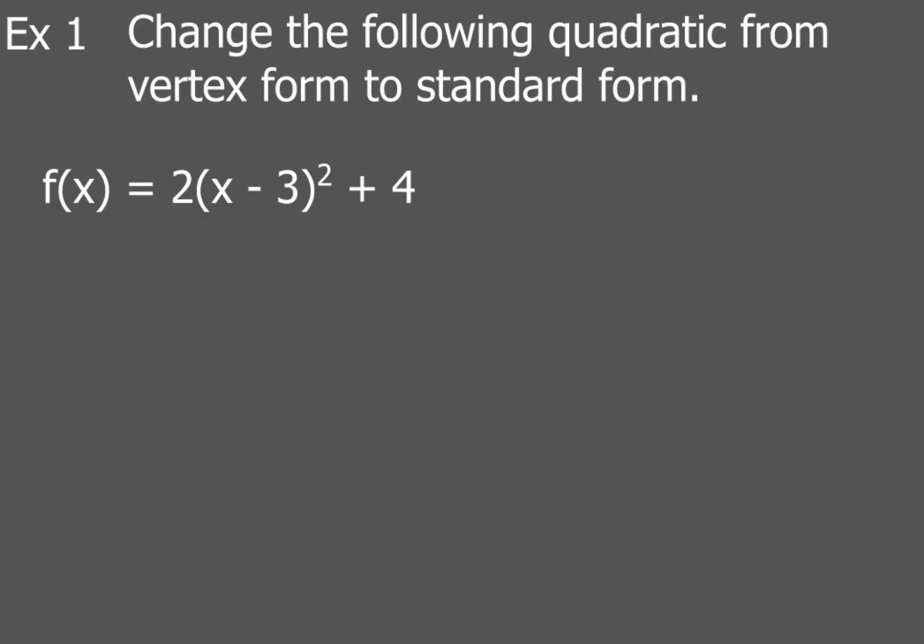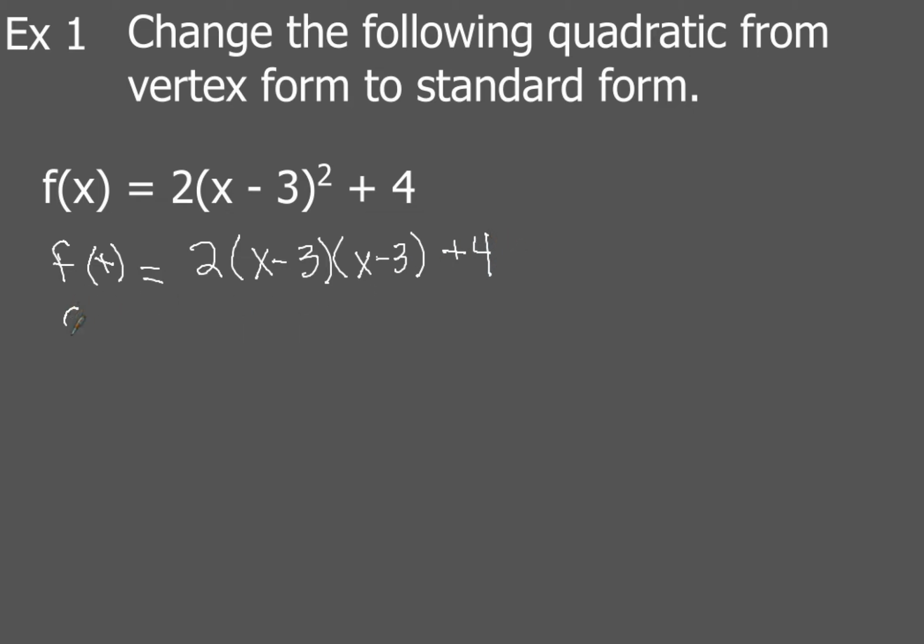So let's take a look at our first example. Not too bad, very straightforward stuff here. We're going to change this quadratic from vertex form to standard form. Now the process that I'm going to have you go through is going to be to expand this quadratic. The first thing we're going to do is take the x minus 3 squared part and write that not once but twice. So we're going to write that down 2 times, just like that. And then don't forget this plus 4 that's sitting out here on the outside.